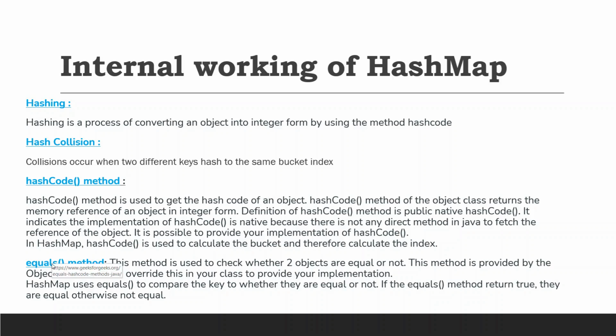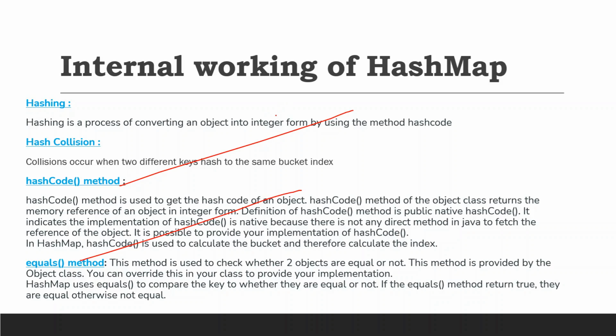And the equals method is used to check whether two objects are equal or not. If the hash codes are the same for two objects, then in this scenario it will check with your value, and for that the JVM will use the equals method. This method is provided by the Object class, so it is also available in the Java language Object class. You can write this in your class to provide your own implementation. HashMap uses equals to compare the keys to see whether they are equal or not. If the equals method returns true, they are equal, otherwise not equal.